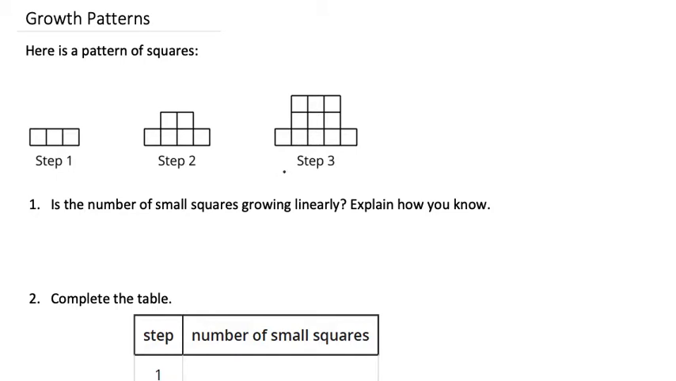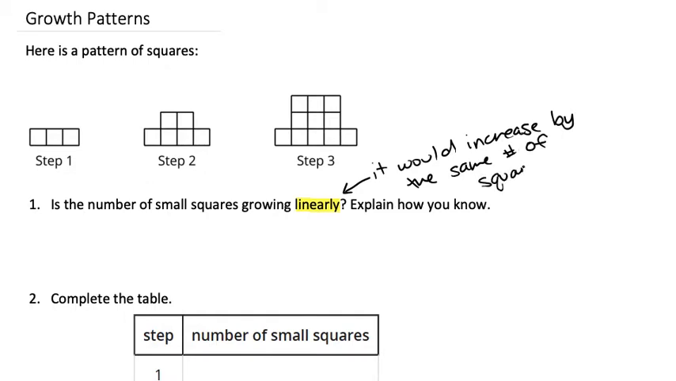Explain how you know. So if it was linear growth, then the number of squares would be increasing at a consistent rate. Or in other words, it would increase by the same number of squares each time. So the question is, is that happening?